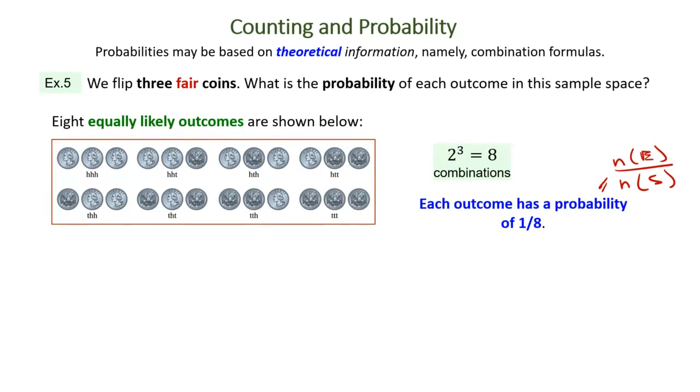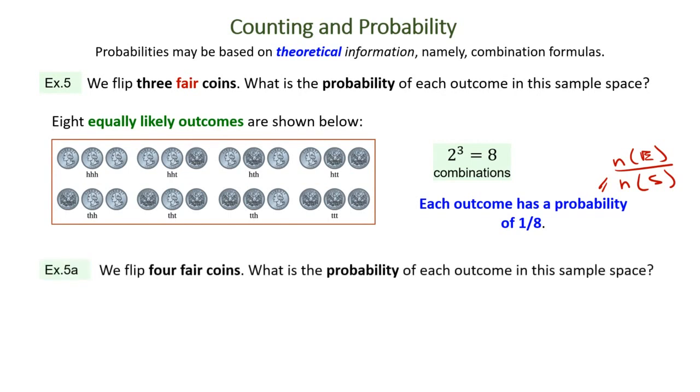This is the same formula for counting probability as we have used for empirical probability, but now the number of outcomes and the number of elements in the sample space is given by the theory. So 8 possible combinations. They are all equally likely, they have an equal right to happen.